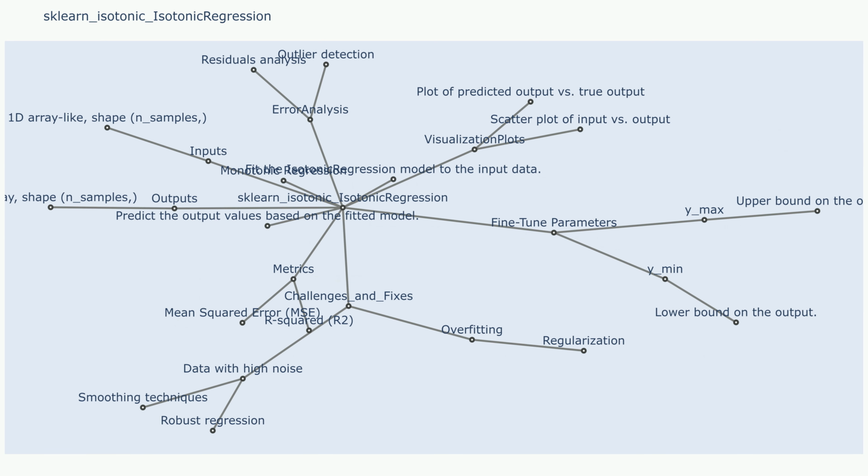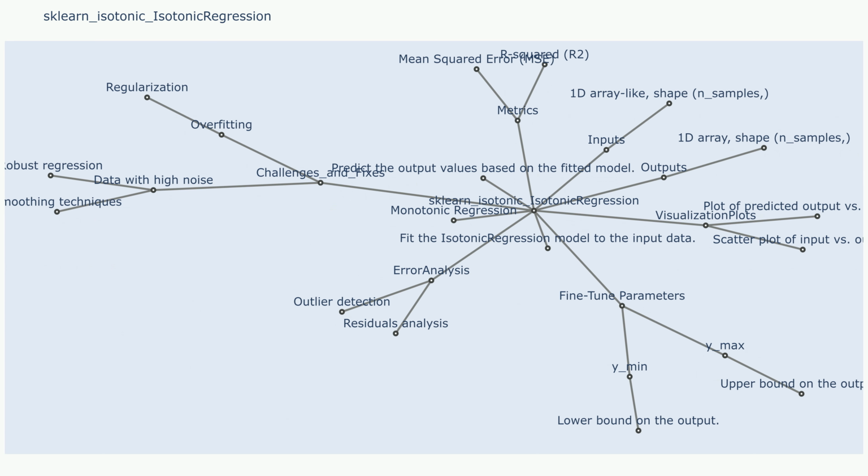Inputs: X. The input features, independent variables. It can be a one-dimensional array or a two-dimensional array where each row represents an observation and each column represents a feature. Y. The target values, dependent variables. It must be a one-dimensional array.